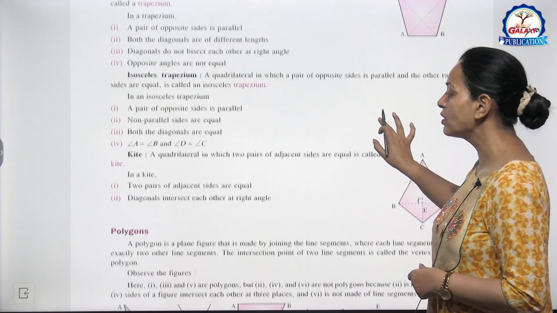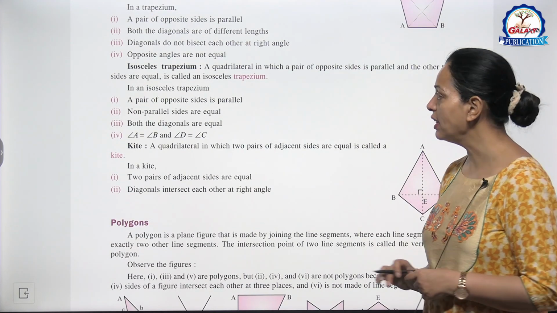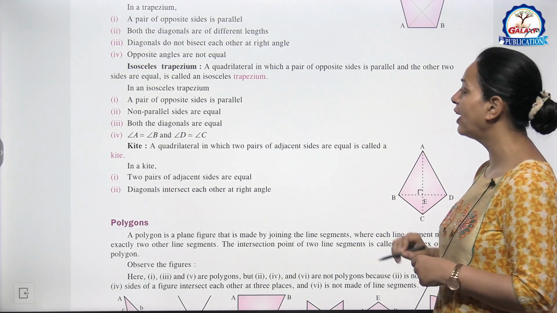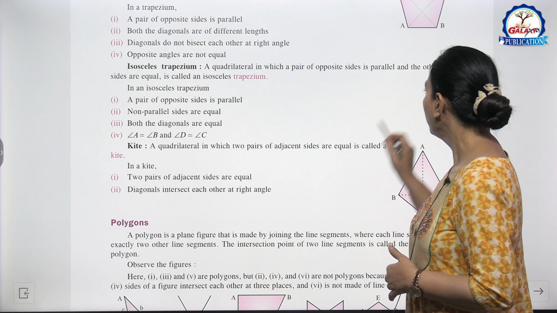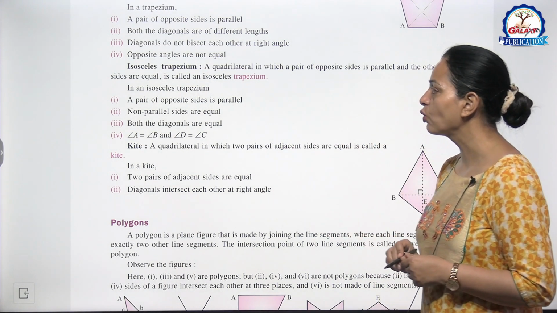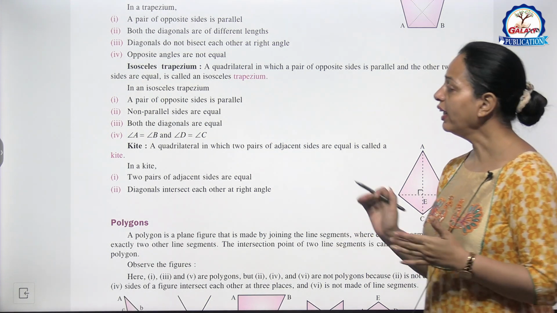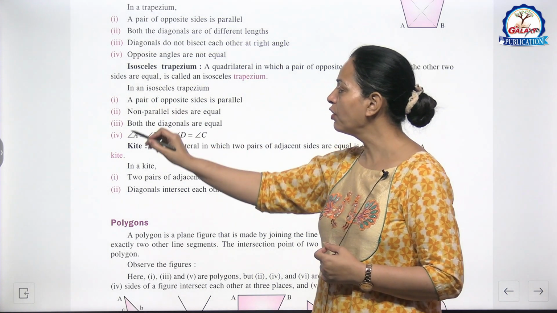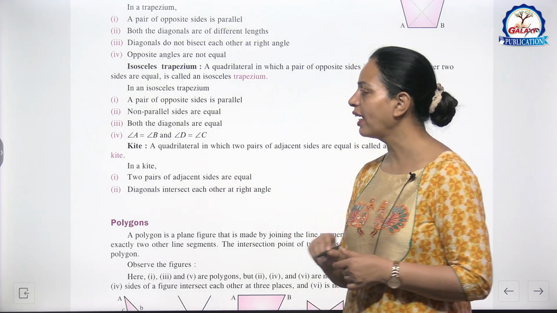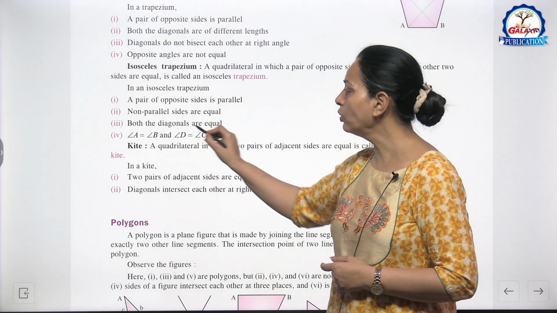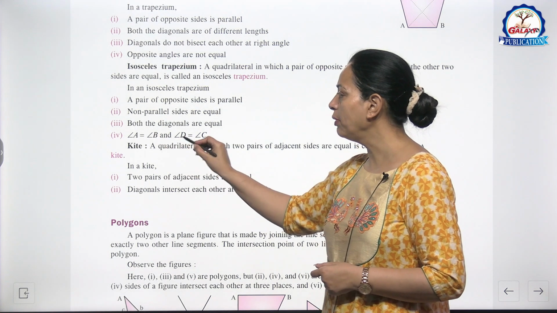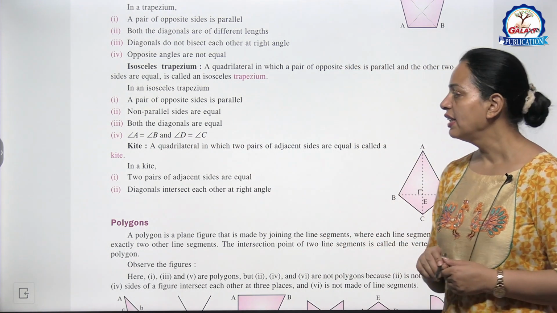Okay. Now isosceles trapezium. Isosceles trapezium means a quadrilateral in which a pair of opposite side is parallel and the other non-parallel sides are equal. That is called an isosceles trapezium. In an isosceles trapezium, the first one, a pair of opposite side is parallel. The second, non-parallel sides are equal. The third, both the diagonals are equal. And the fourth, angle A equal to angle B and angle D equal to angle C.